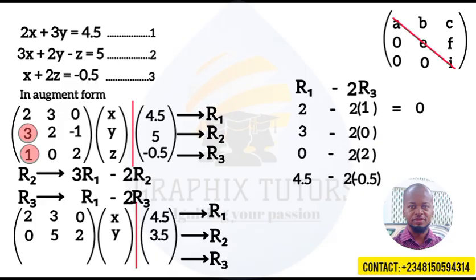So we already have 0 here. So 3 minus 2 times 0 is 3, because 2 times 0 is 0 and 3 minus 0 is 3. Then 0 minus 2 times 2 is minus 4, so 0 minus 4 will give you minus 4. Then 4.5 minus 2 times minus 0.5 will give you 5.5, because minus 2 times minus 0.5 is 1, and 1 plus 4.5 is 5.5. So this is my new row 3, and I'm going to place it here. So I'll write 0, 3, minus 4, and we'll have 5.5. That is my row 3.